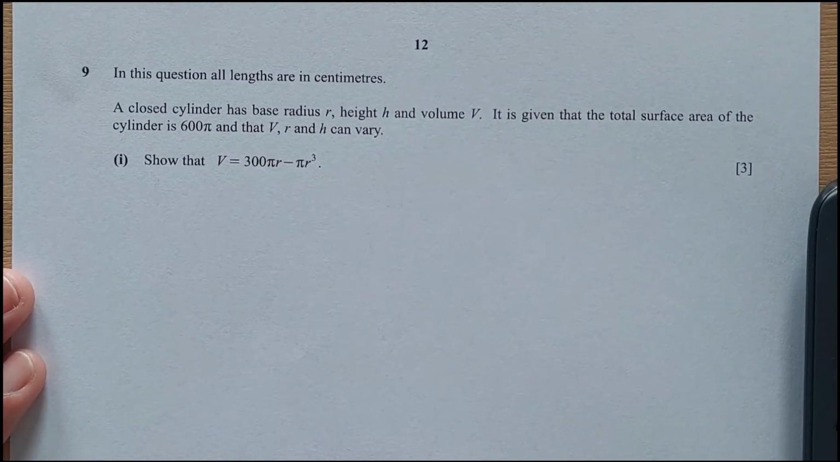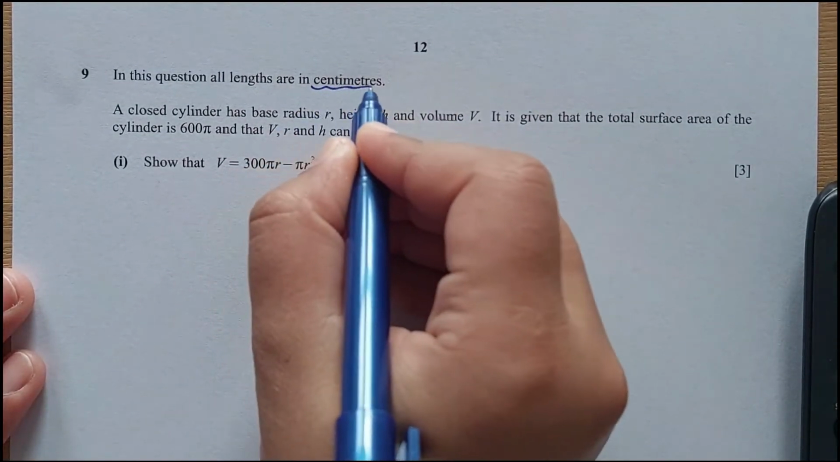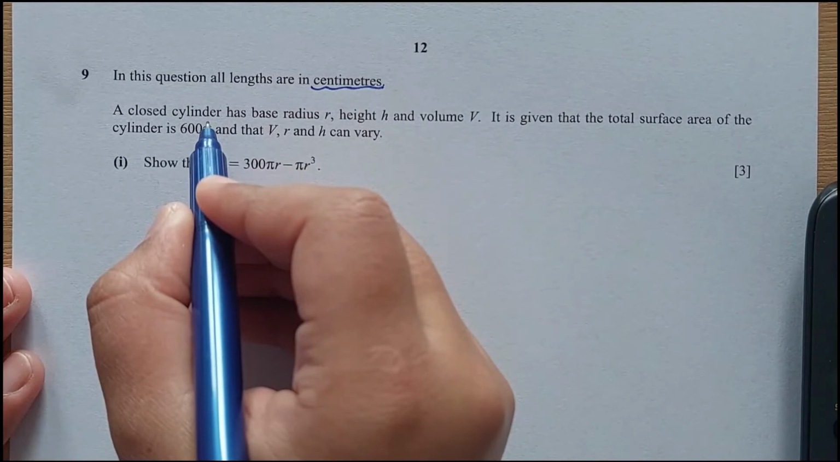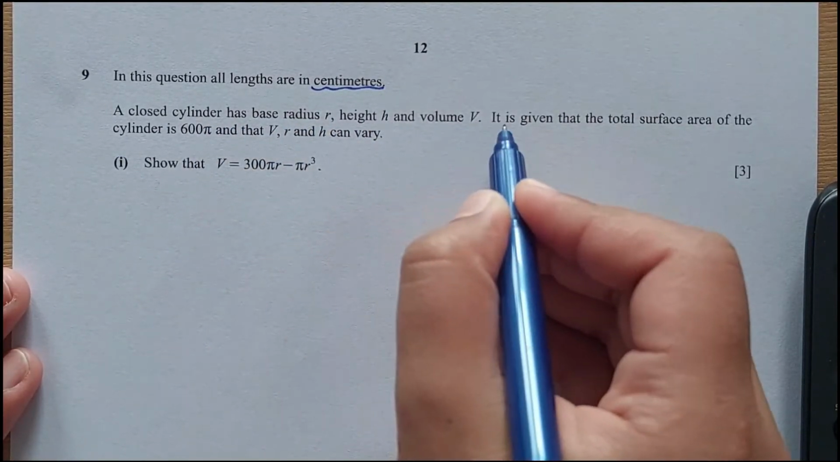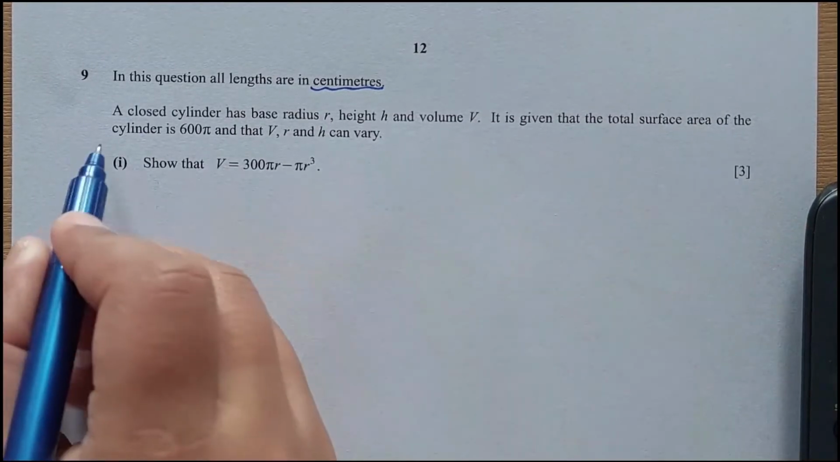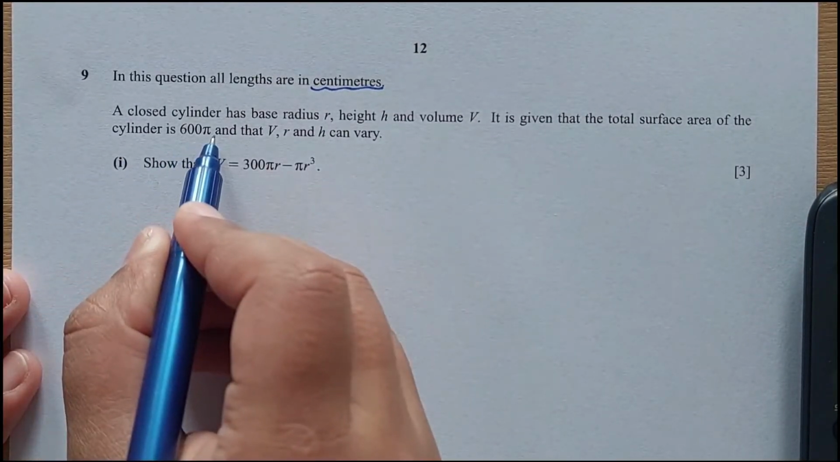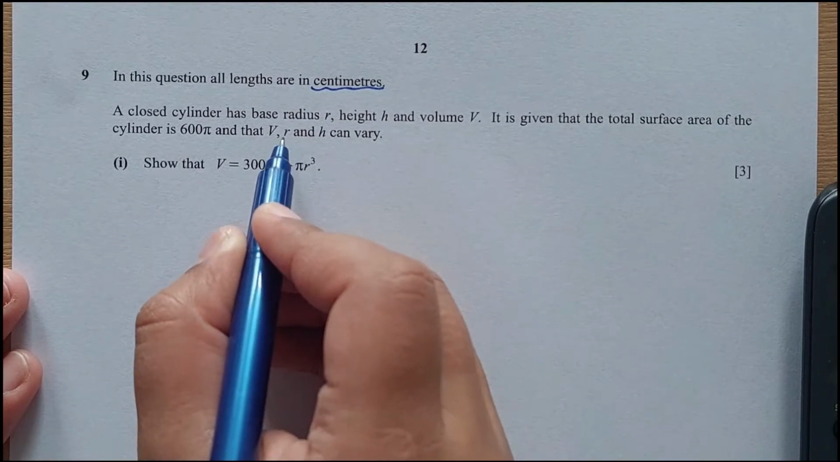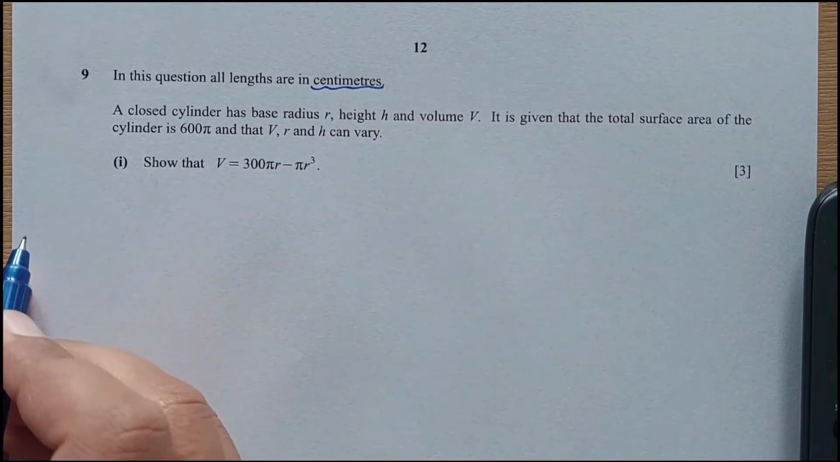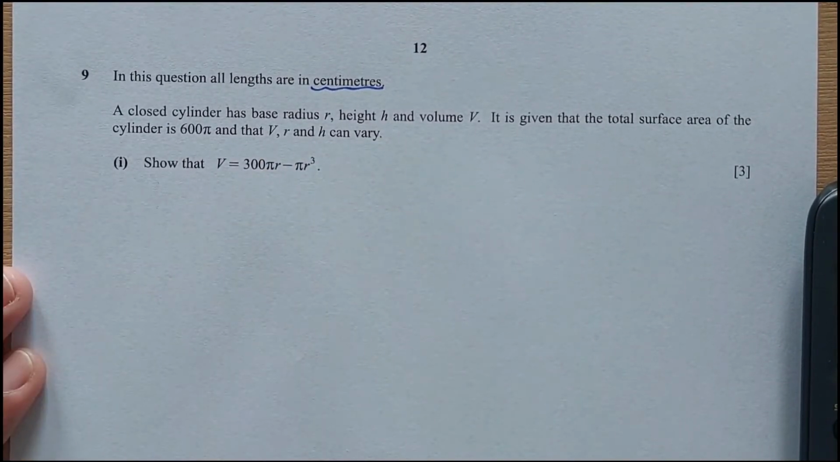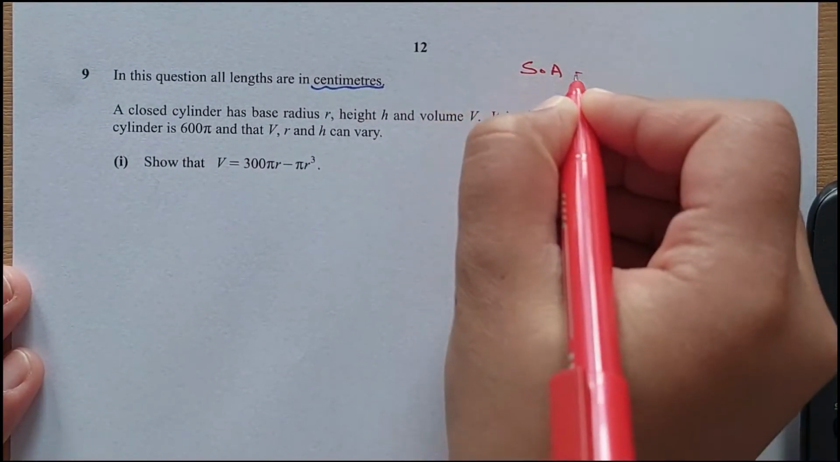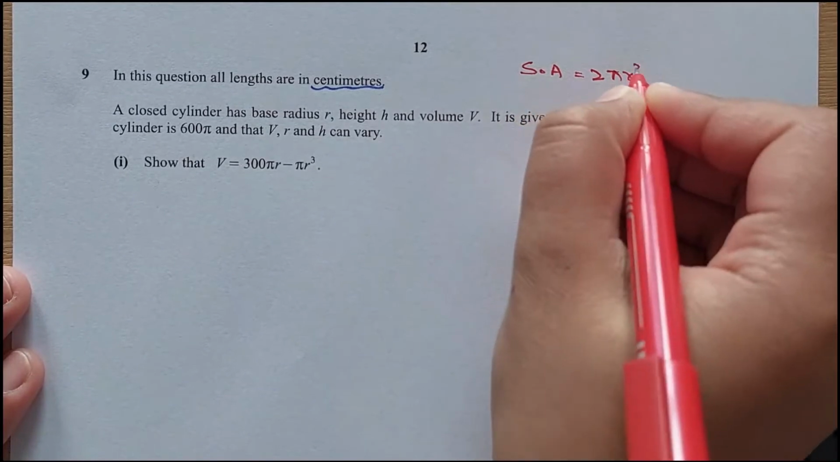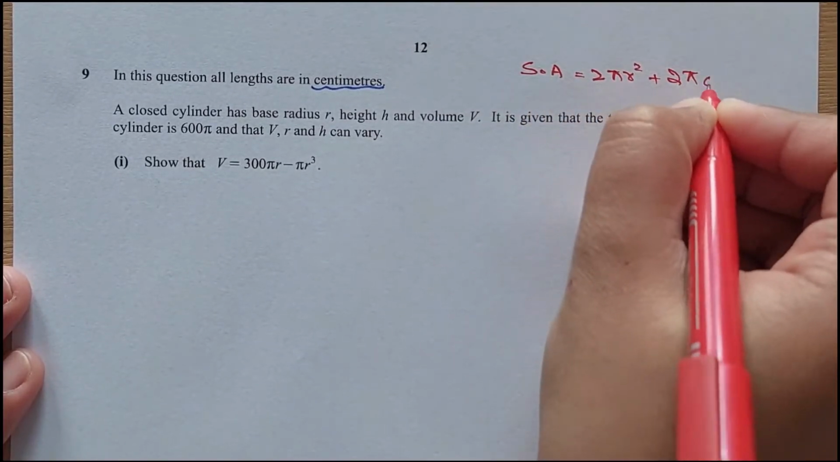Question number 9. In this question, all lengths are in centimeters. A closed cylinder has base radius r, height h, and volume v. It is given that the total surface area of the cylinder is 600 pi, and v, h, and r can vary. So we have been given the surface area of a cylinder. The surface area of a cylinder has a formula: surface area is 2 pi r square plus 2 pi r h.